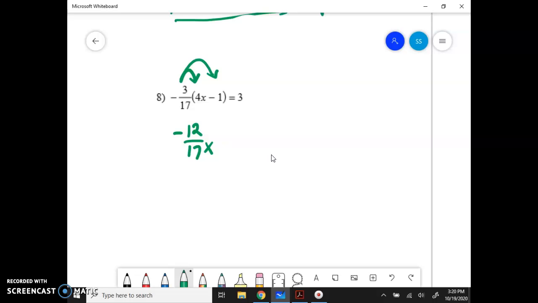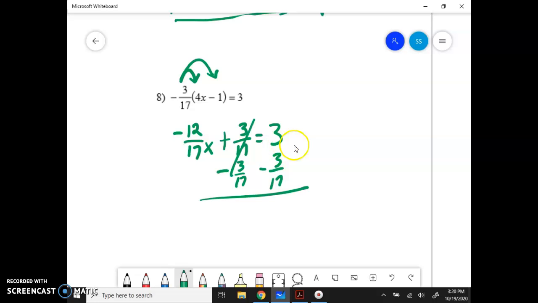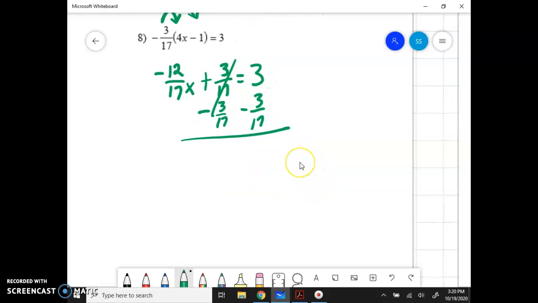The only thing that's going to change here is it's going to be a positive because it's negative times a negative. But anything times 1 is itself. So this is going to be 3/17 is equal to 3. And now we just need to subtract 3/17. Subtract 3/17. And again, this is looking pretty ugly because it's with fractions, but you can use your calculator. As long as you understand the process, all the hard stuff should be your calculator.